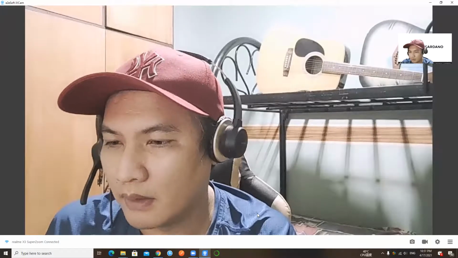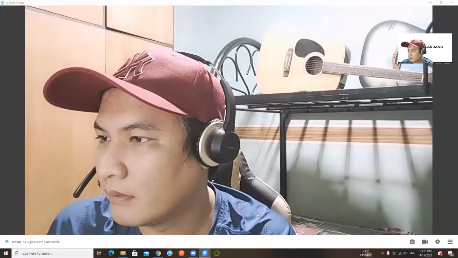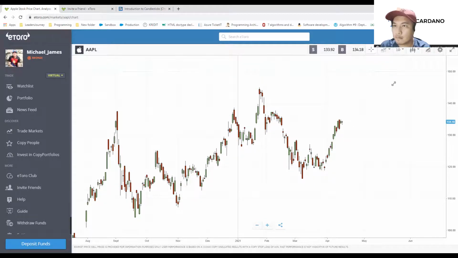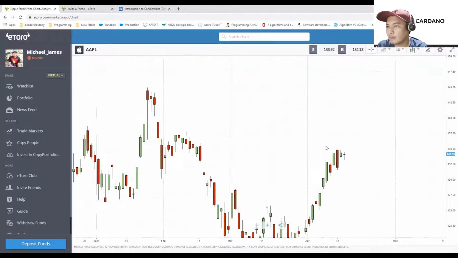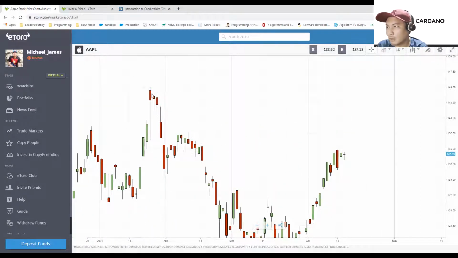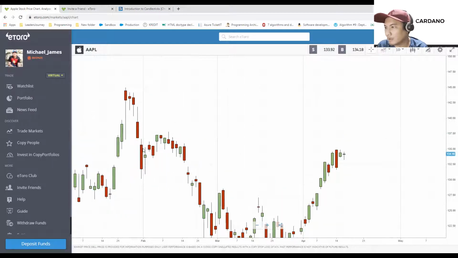Okay, let me share my screen. I'm now looking at this chart in eToro. I'm using the eToro platform and I'm reading the Apple chart. As you can see, this is a candlestick chart. This is what's called a candle, because it looks like a candle.